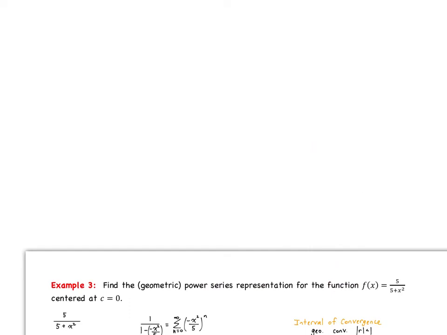Okay, I want you to try this next example. Find the geometric power series representation for the function 5 over 5 plus x squared. It's centered at 0, so we don't have to do anything tricky like in example 2. So go ahead, try it on your own, and check back after you've gone through as much as you can.